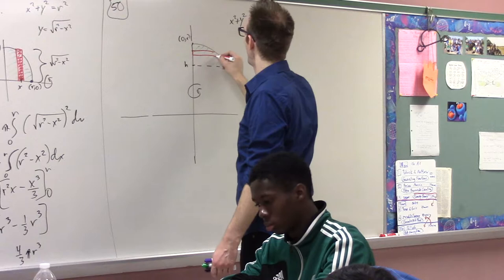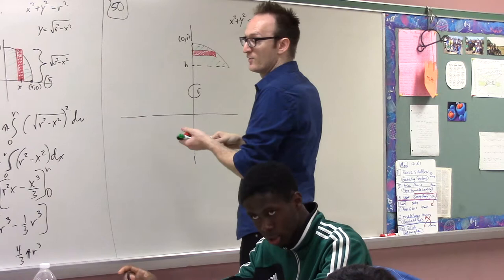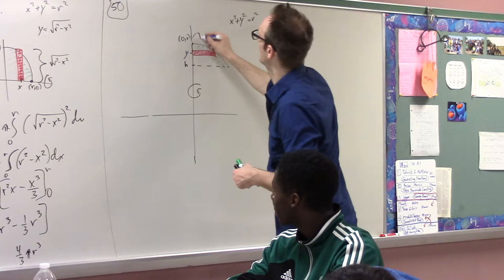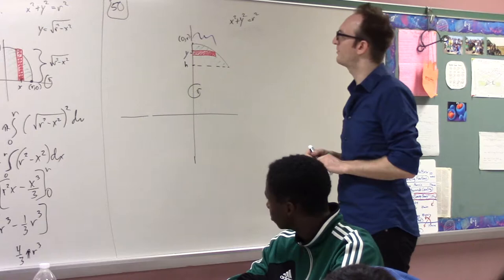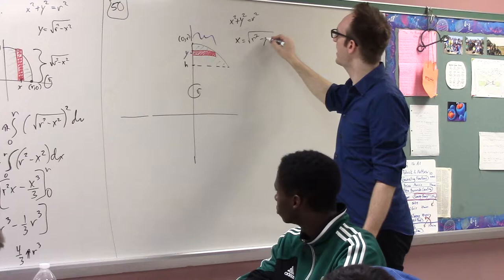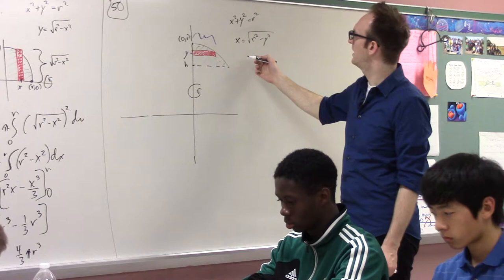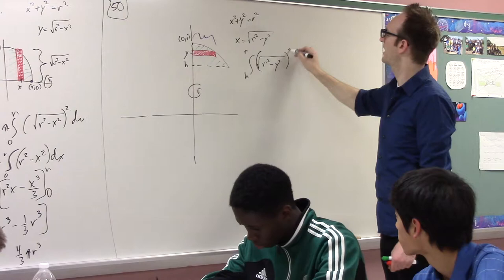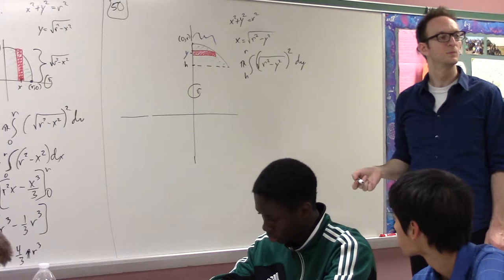So I draw my representative rectangle, and it's at that point that I realize that what I really need is a formula for an arbitrarily chosen y value along the y-axis in between h and r. I need to know what its x-coordinate is, basically what the radius of the disk is. So that means I should solve for x, right? So x is root r squared minus y squared, and I can do that pretty easily. So now this is going to be the integral up the y-axis from h to r of pi times root r squared minus y squared, squared, dy. So pi, radius squared, dy. Is that one cool? Okay.